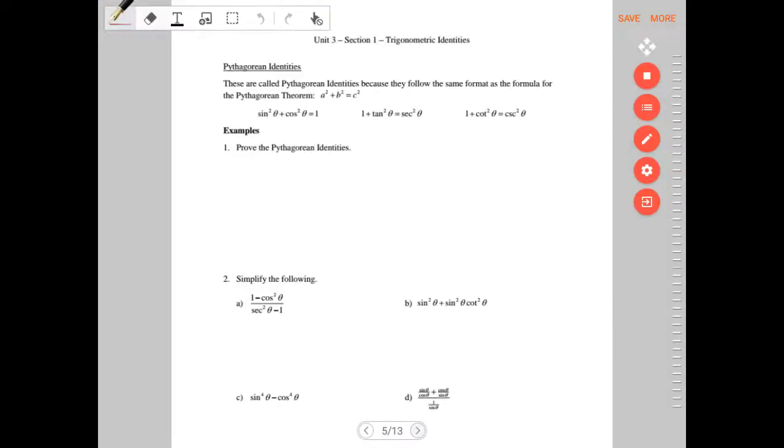And I'll skip on to Pythagorean identities. Okay, these are called Pythagorean identities because they follow the same format as the Pythagorean theorem, a squared plus b squared equals c squared. There are 3 of them. One involves sine and cos, one tan and secant, and one cotan and cosecant. So, prove the Pythagorean identities.